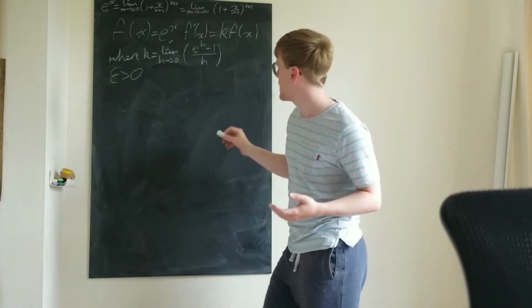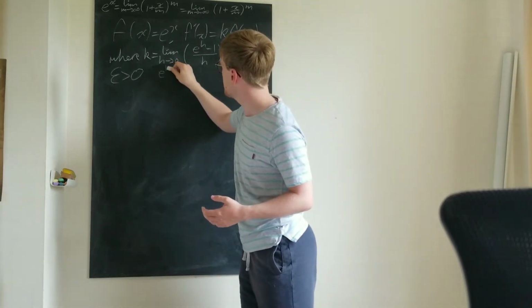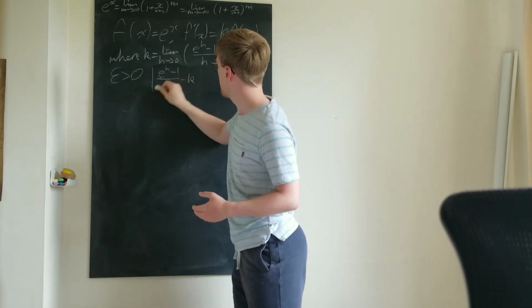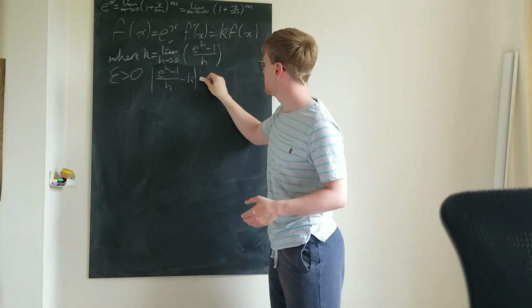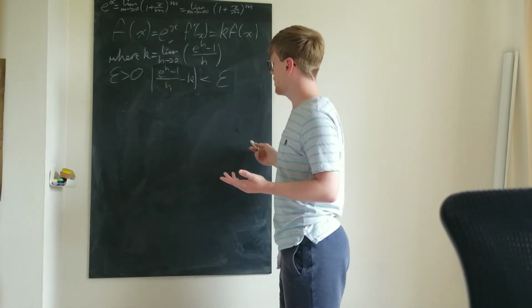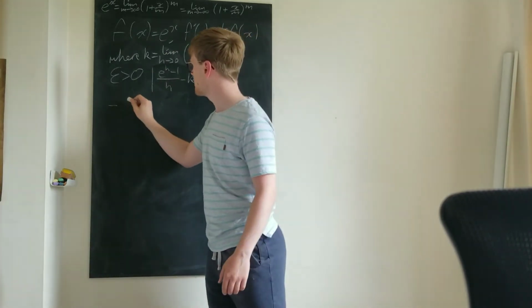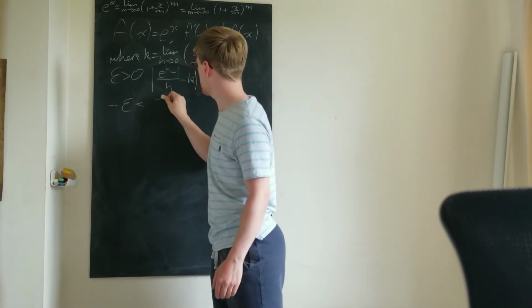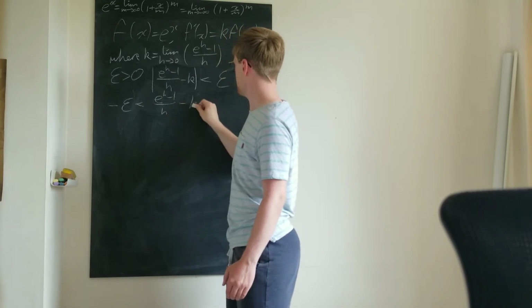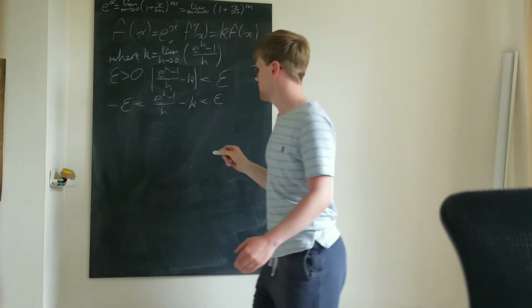And so this within epsilon of k I can write as (e^h - 1)/h - k. The absolute value of that would be less than epsilon. This is just the distance on a number line. And so this is the same as saying that negative epsilon is less than (e^h - 1)/h - k, which is less than positive epsilon.